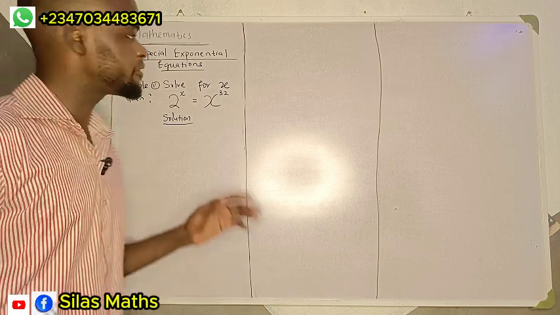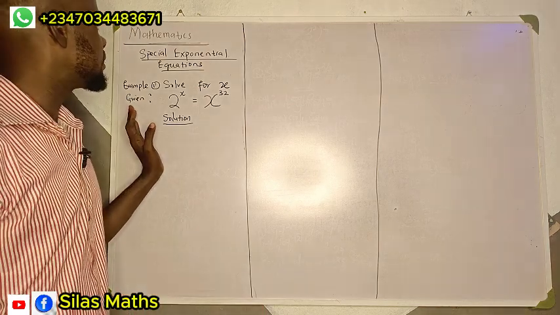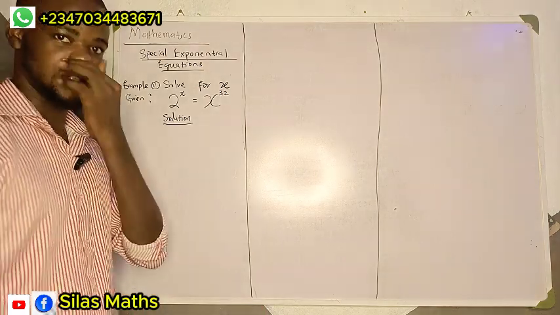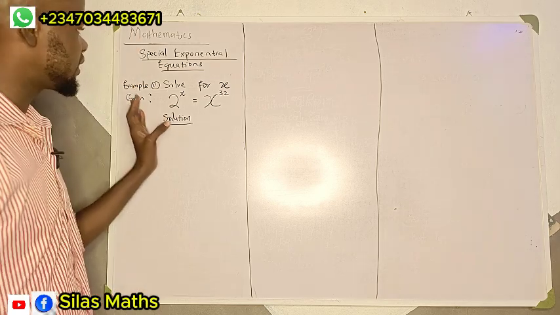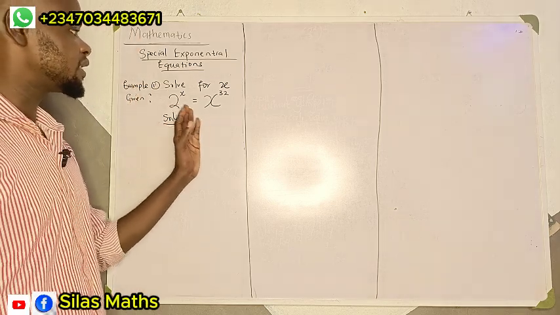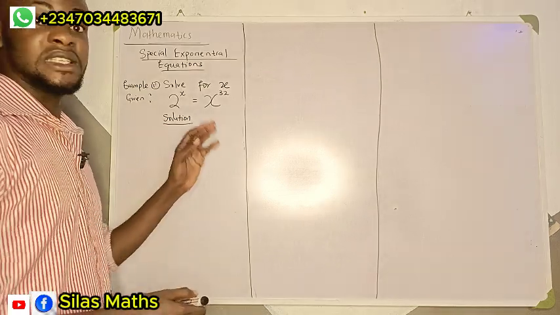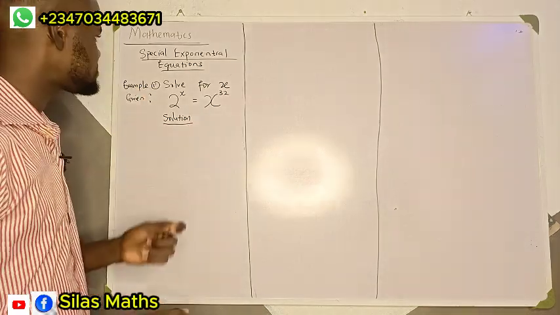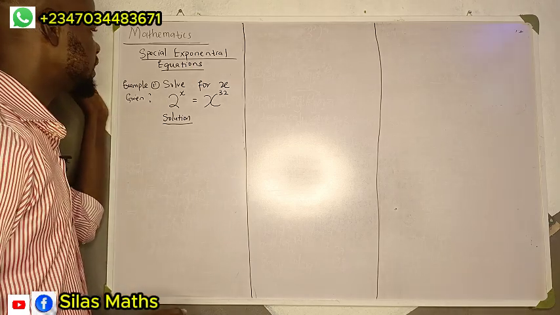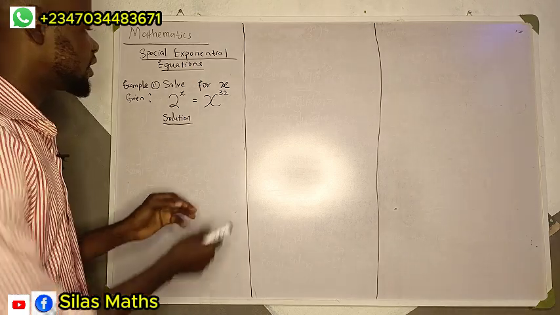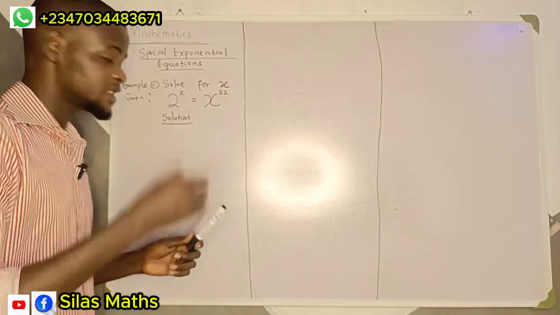Okay, today we are faced with this exponential equation, which says we should find the value of x given that this is equal to this. So what are we going to do? Remember that this is an exponential equation. For us to solve it, we need to make sure that we consider two things.